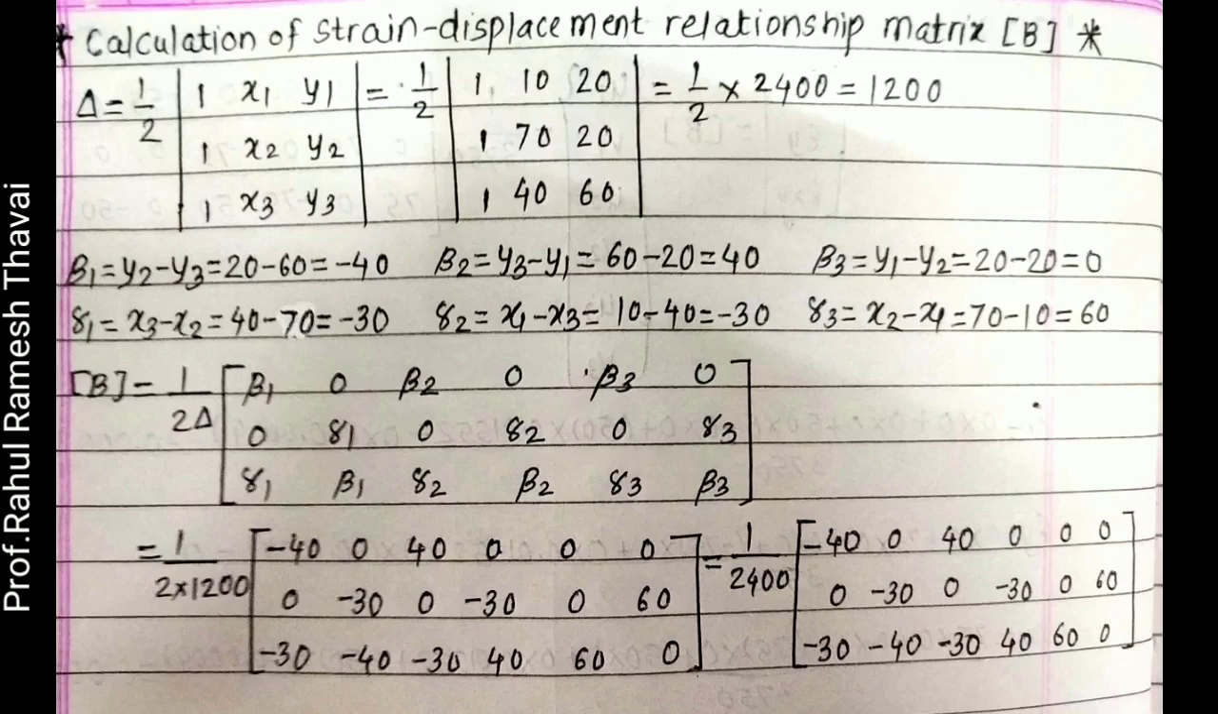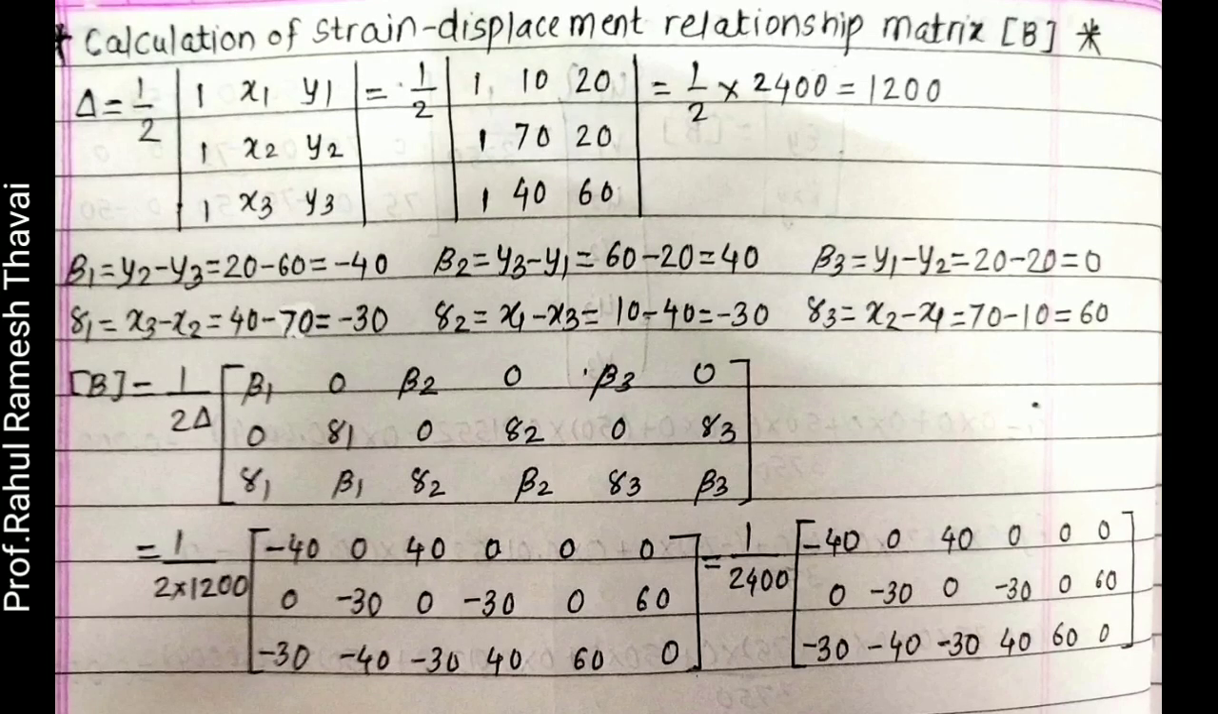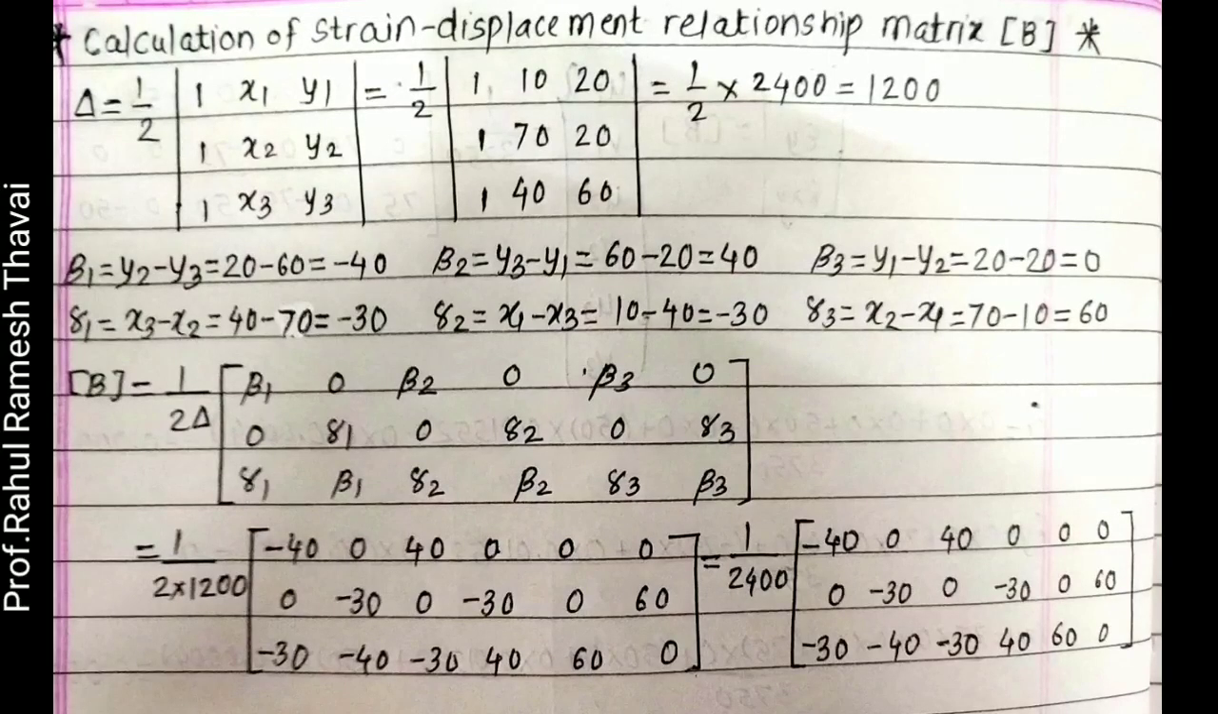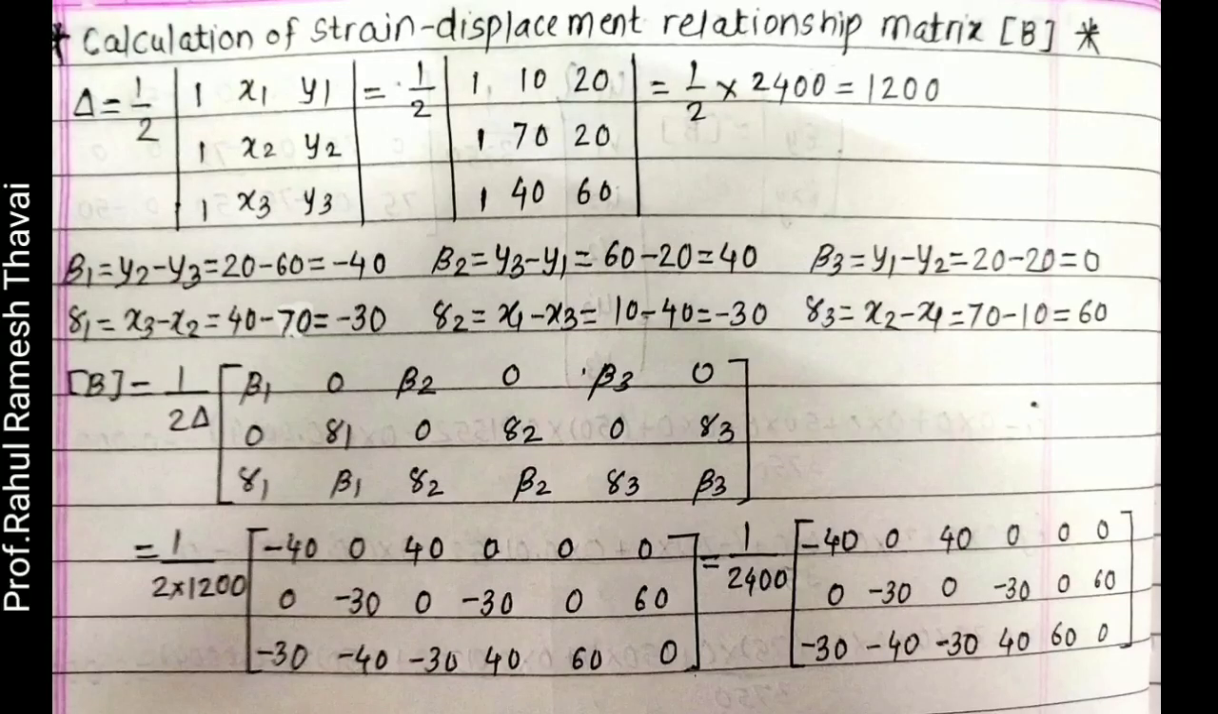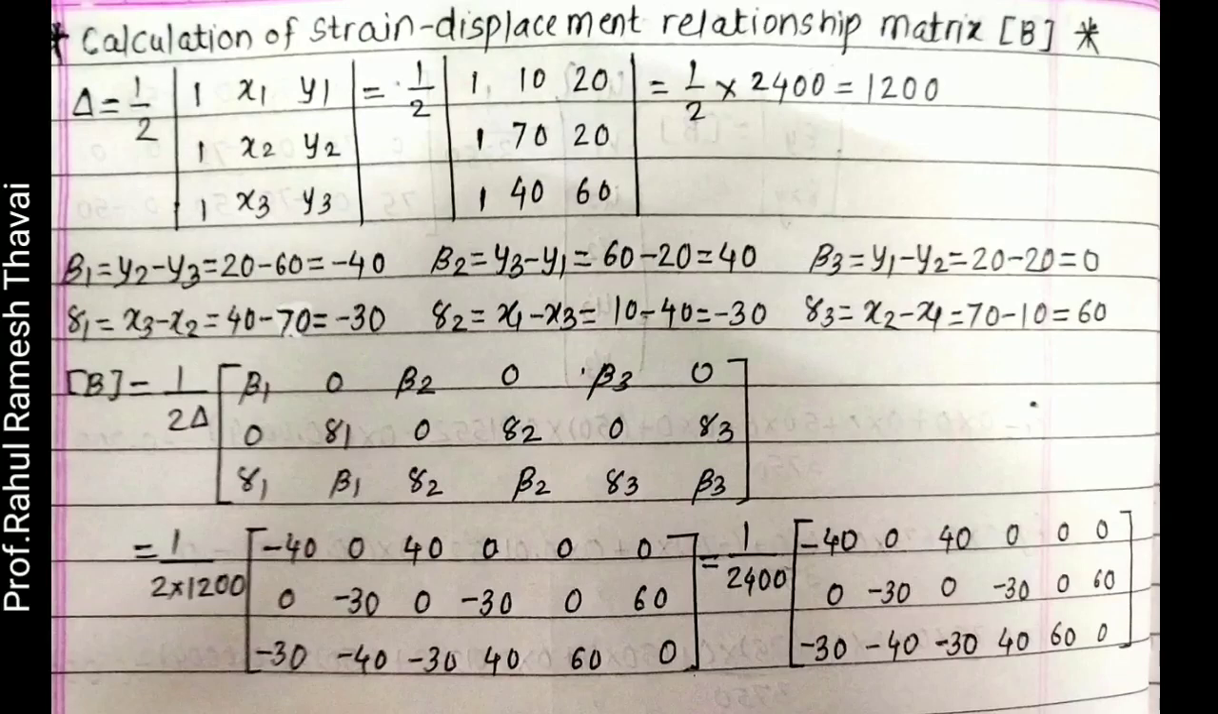Now gamma 1 is equal to x3 minus x2, that is 40 minus 70, that is equal to minus 30. Gamma 2 is equal to x1 minus x3, that is 10 minus 40, that is equal to minus 30. And gamma 3 is equal to x2 minus x1, that is equal to 70 minus 10, that is equal to 60.